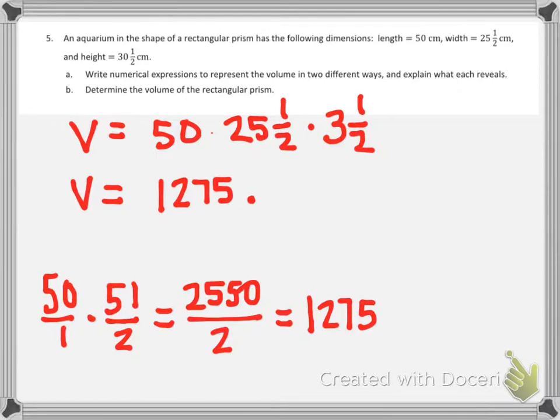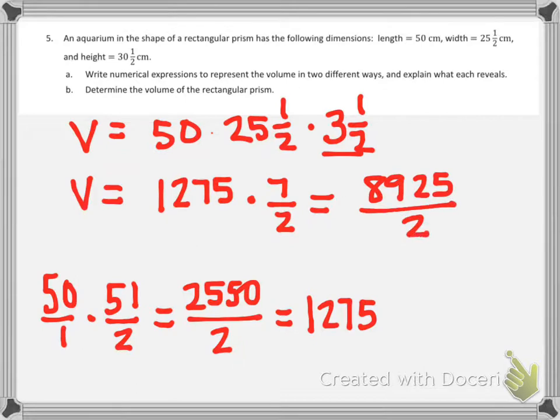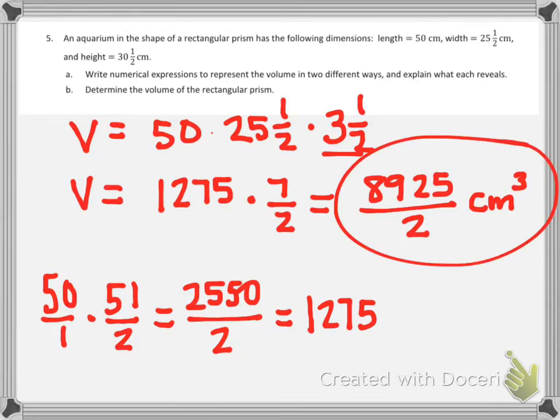And then we'll have to multiply by the height, which is 3.5, and that's 7 halves. So can't simplify anything, so I'm just going to do 1,275 times 7, which is 8,925 over 2, and those are cubic centimeters. So there is the volume of the rectangular prism.